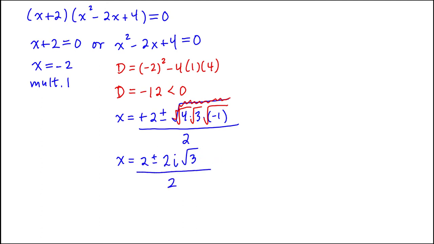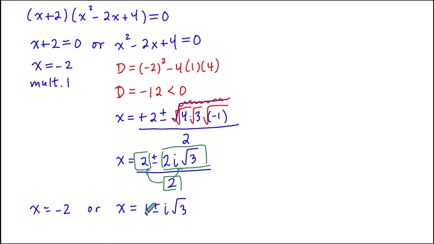And that 2 divides into both terms in the numerator. It distributes. And so I'm just going to put the terms in the numerator in boxes, and then I'll divide each of those green boxes in the top by 2. So we end up getting x is equal to 1 plus or minus i root 3. And so there we have the solutions, either x equals negative 2 or x equals 1 plus or minus i root 3.